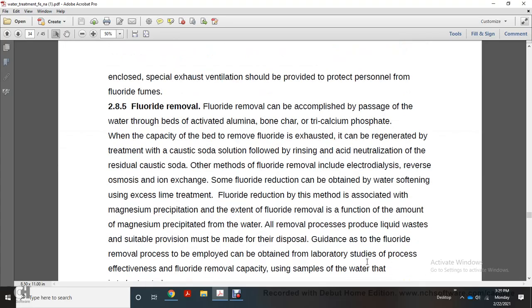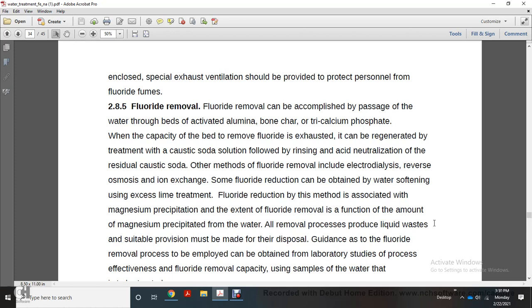Fluoride removal. Fluoride removal can be accomplished by the passage of water through beds of activated alumina, bone char, and tricalcium phosphate. When the bed's capacity to remove fluoride is exhausted, it can be regenerated with a caustic soda solution, followed by rinsing and acid neutralization of the residual caustic soda. Other methods of fluoride removal include electrodialysis, reverse osmosis, and ion exchange.